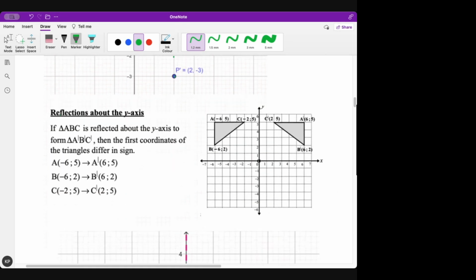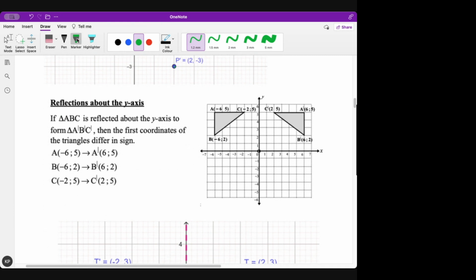And then the second one we're speaking about is reflections about the y-axis. And we know the y-axis is your vertical axis. So once again, look at this triangle. This was the same one that we had previously. Now, the only difference is our mirror is the y-axis. So the shape ends up on the other side of your y-axis. Does that make sense? And if that happens, that means it affects the x coordinate.